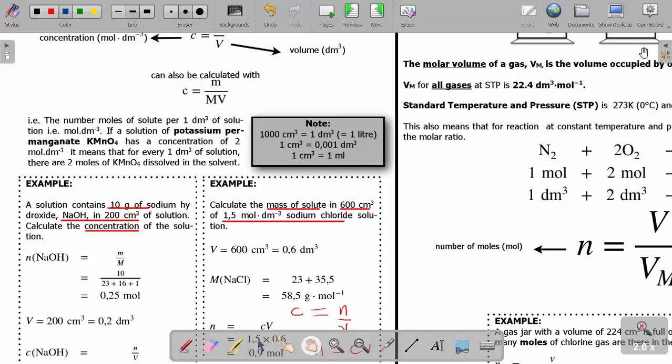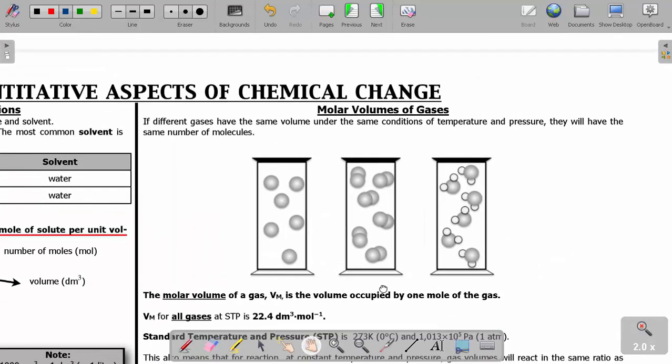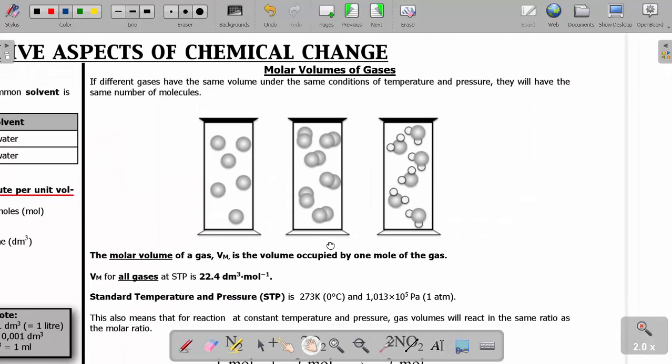Okay, now not something so special with gases here. Now the molar volumes of gases: if different gases have the same volume under the same conditions of temperature and pressure, they will have the same number of molecules. Now check these 3 different types of gases. You see these containers are equal in volume. So because the containers are equal in volume under the same pressure, different gases will contain the same number of moles.